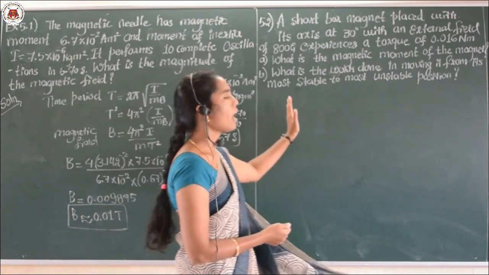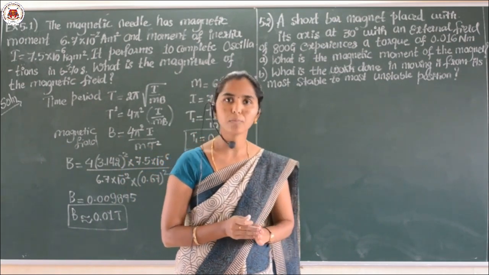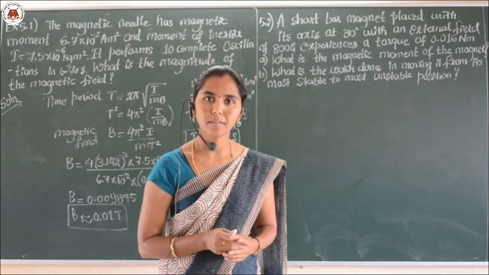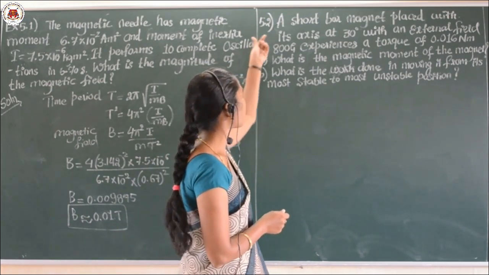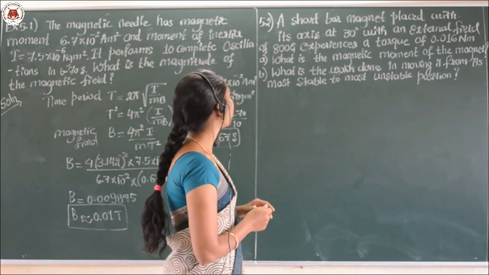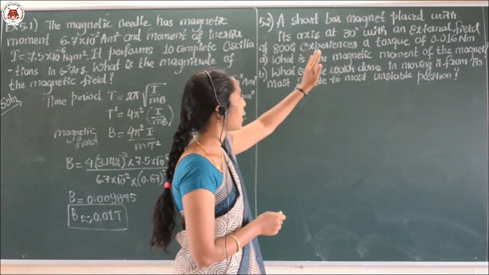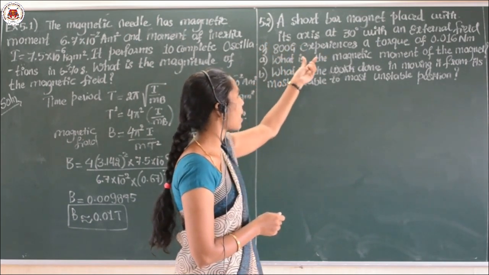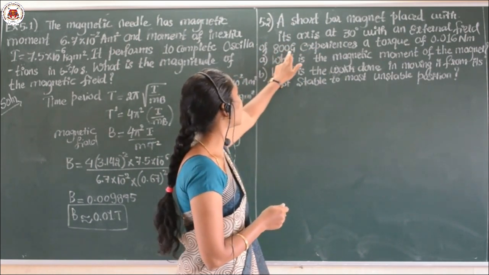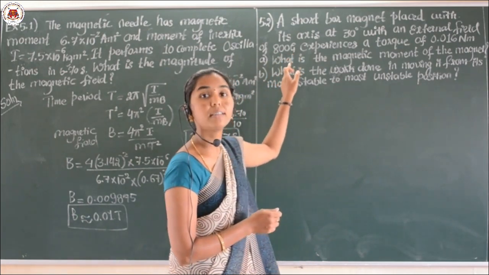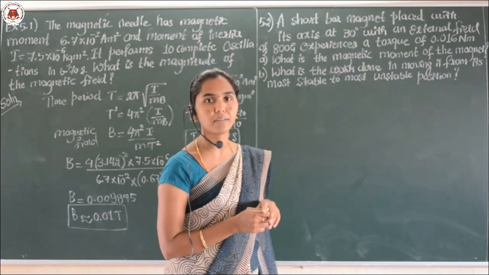Then let us move to another numerical, which is related to the potential energy formula that we solved in yesterday's video. What is given here? Numerical 5.2 in the NCERT text, which is already a solved example. A short bar magnet is placed with its axis at 30 degrees to an external field of 800 G. What is the G here? G is the Gauss. The value of the magnetic field can also be given in Gauss.